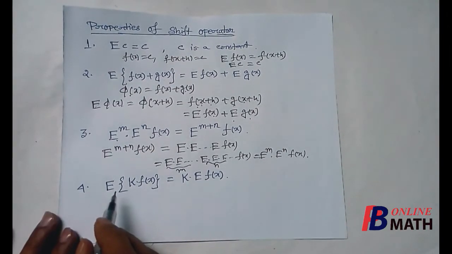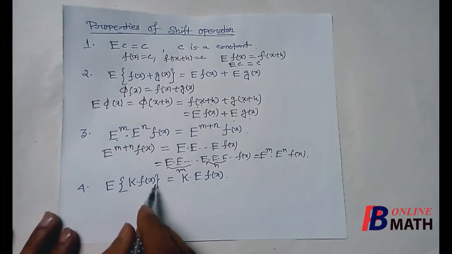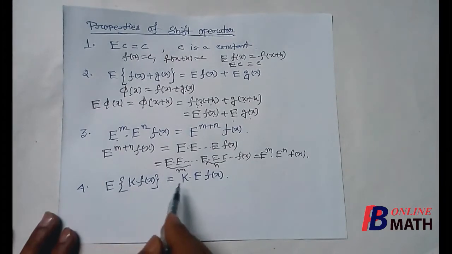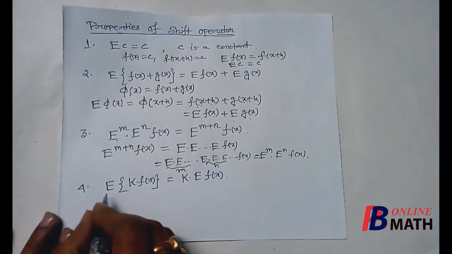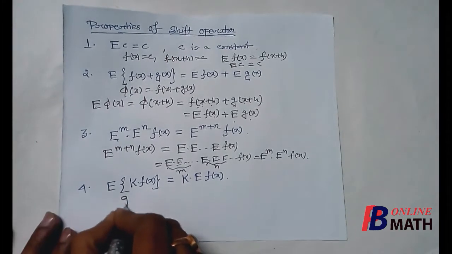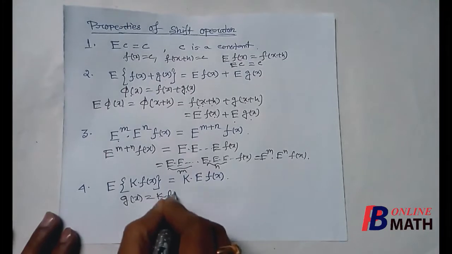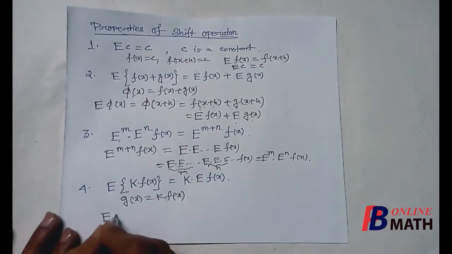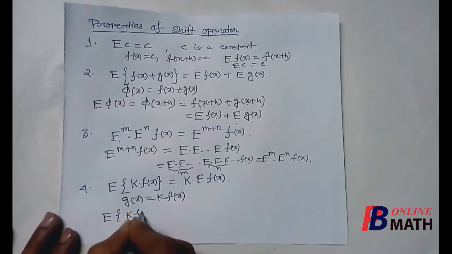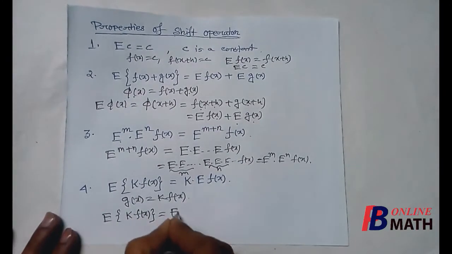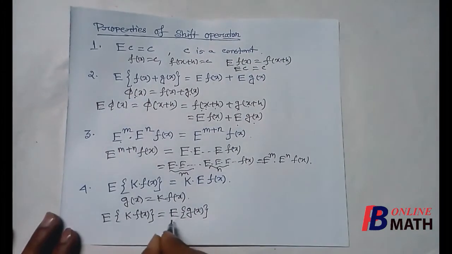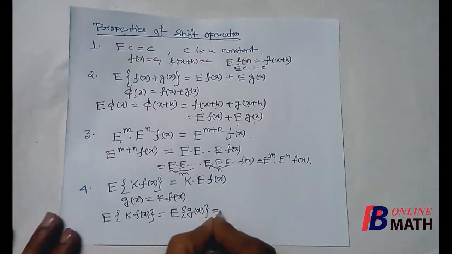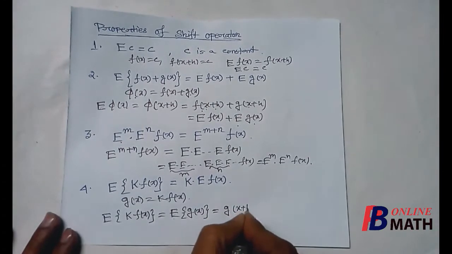The next property is, if we apply the shift operator on k into f(x), where k is a constant, then we can take the constant outside the shift operator. So this is equal to k into E of f(x). Now this is simple. Suppose we have g(x) equal to k into f(x). Then if we apply E on k into f(x), now k into f(x) equals g(x), so if we apply E on g(x), then we get g(x+h).